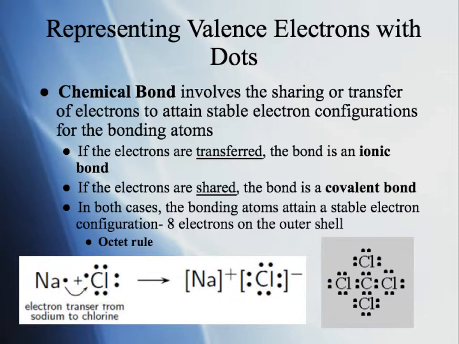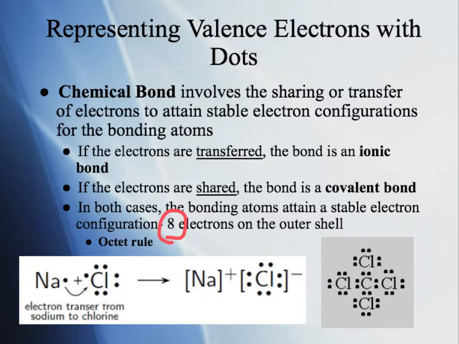All right, so let's start talking about chemical bonds. Chemical bonds involve the sharing or transferring of electrons to attain stable electron configurations for the atoms. There are basically 2 main types of bonding, ionic and covalent. If the electrons are transferred from one atom to another, the bond is called an ionic bond. However, if the electrons are shared between the 2 atoms, then the bond is a covalent bond. In either case, the bonding atoms attain what's called a stable electron configuration, and it's always 8 electrons on the outer shell.